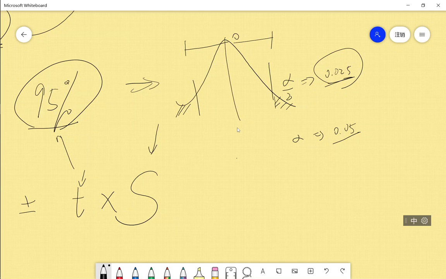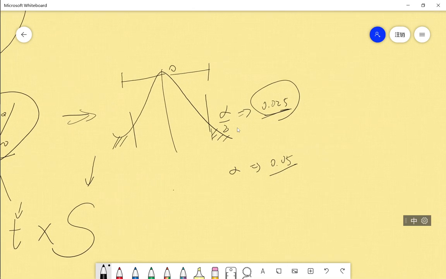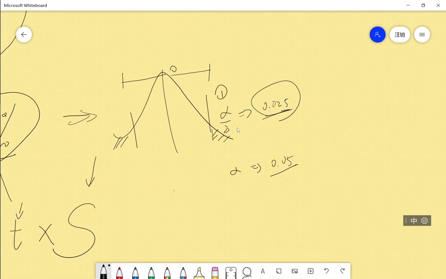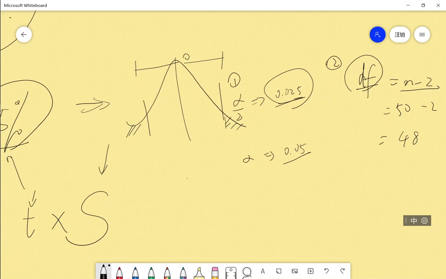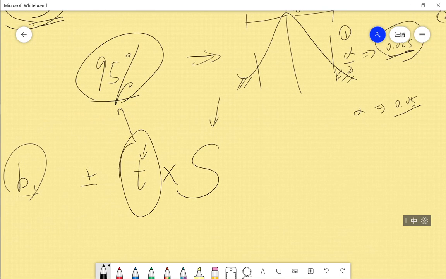When you check that table, the first thing you need to do is divide alpha by 2. The second thing is that you always need to consider the degrees of freedom, and the degrees of freedom equals n minus 2. Fairly simple. If this is 50 data points, you minus 2 and get 48. You will find in that big table a row or column called 48, and the other is 0.025. Once you get the cross here, you find the correct critical value, and you put the critical value here, and you know how to find the t.